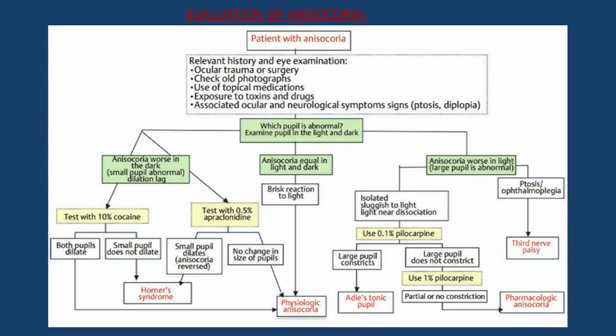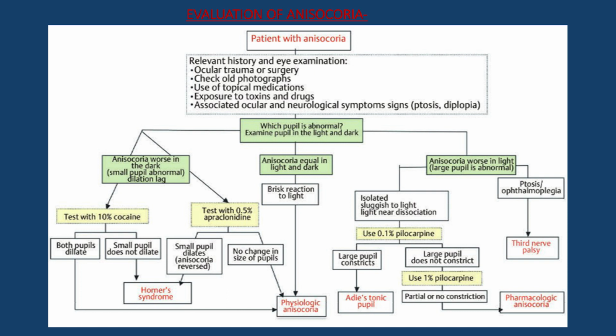The evaluation of anisocoria. Patient with anisocoria, relevant history and eye examination, ocular trauma or surgery, check old photographs, use of topical medication, exposure to toxin and drugs, associated ocular and neurological symptoms and signs, ptosis, diplopia. Which pupil is abnormal? Examine pupil in light and dark.